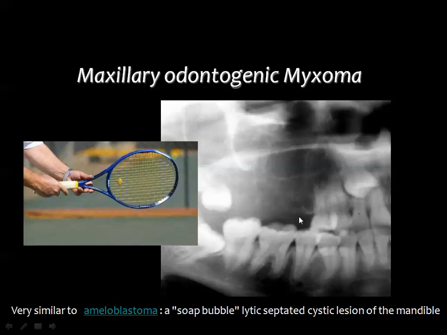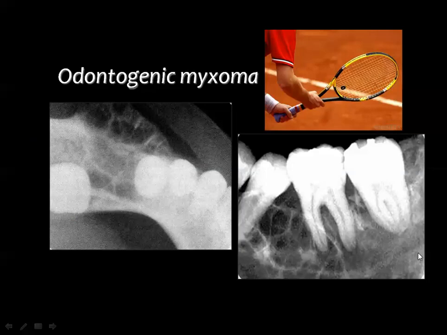The lesion may also be mistaken for ameloblastoma, but you know that ameloblastoma is the commonest of this group of lesions, and most of these are relatively rare compared to the frequency of ameloblastoma. This is an odontogenic myxoma, and you see the multilocularity, which is similar to the tennis racket appearance.